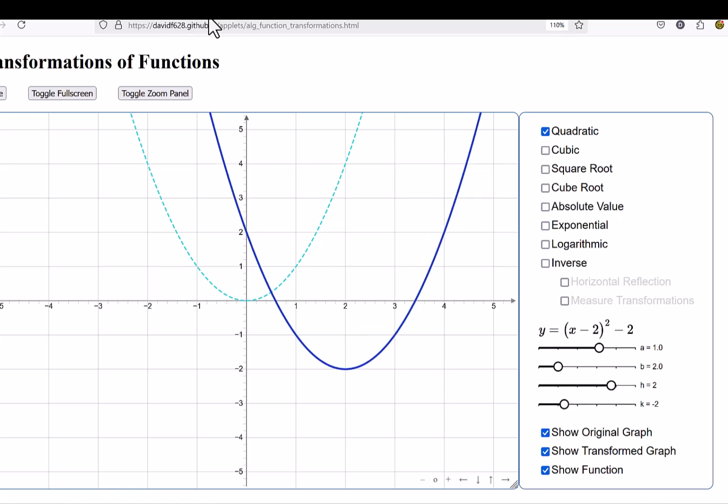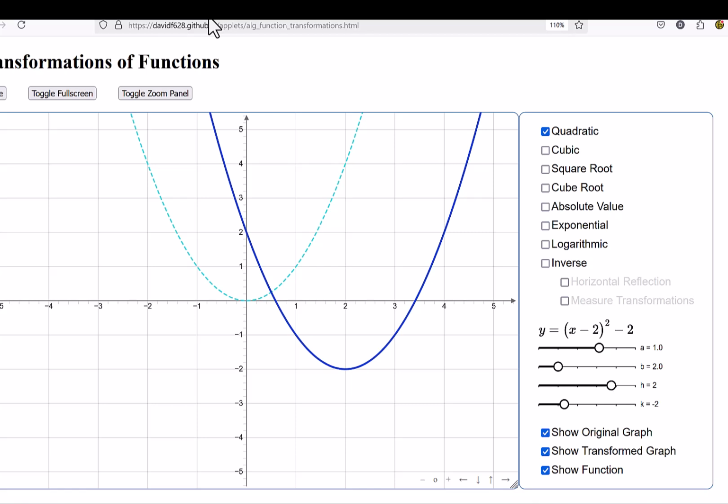There we go. And if it's minus 2 on the outside, if k is negative 2, then it's down 2. So then you come down 2 units from that particular point. And that gives you basically the new vertex, which is the new origin point of the graph. And then you can just draw the exact same graph from there.